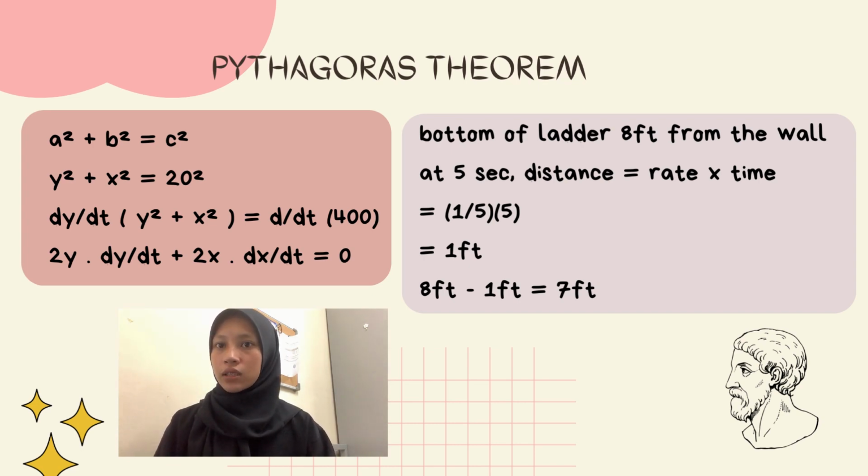We know that the bottom of the ladder is 8 feet away from the house wall before it is pushed. So we need to find the distance after it is pushed. We use the formula distance is equal to rate times time. We substitute the information given, and after we calculate, we will know how far the bottom of the ladder is from the house wall after 5 seconds.